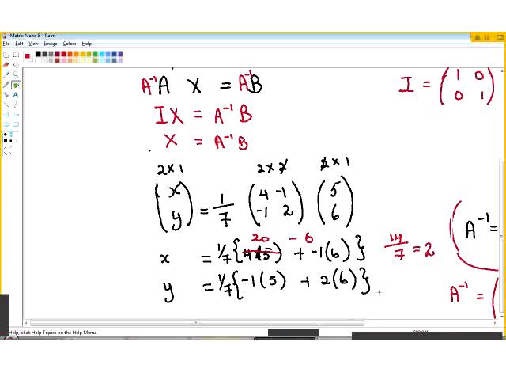Everybody follow that? And then we go 5 by 1, which gives you negative 5, plus 6 by 2, which is going to give you 12, and it's 12 minus 5, which is going to give us 7. And remember that 1/7 on the outside, so it's 1/7 of that, which is going to give us 1. So what we get as our answer is X is equal to 2 and Y is equal to 1. And my answer could be stated like this, or could be stated as 2, 1.